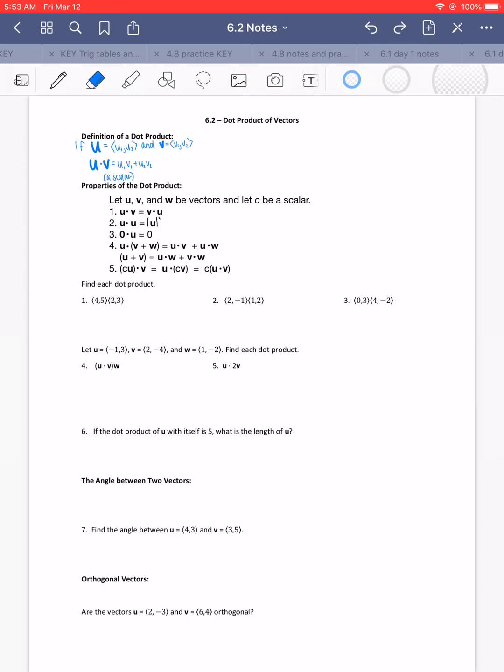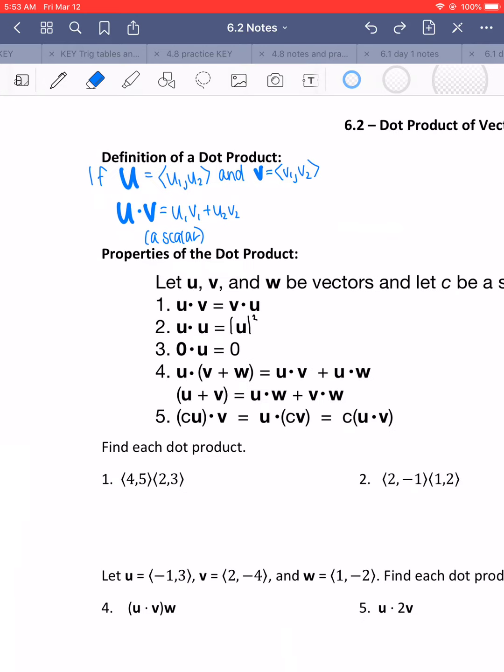Dot products of vectors. The definition of a dot product is: if I have vector u and vector v, and I multiply them, and we use a dot to show that we are multiplying them, you are really just multiplying the horizontal components, u1 and v1, and multiplying the vertical components, u2 and v2, but you are actually adding them. Whenever you do a dot product or multiply two vectors, you end up with a scalar, or just a number, as your answer.